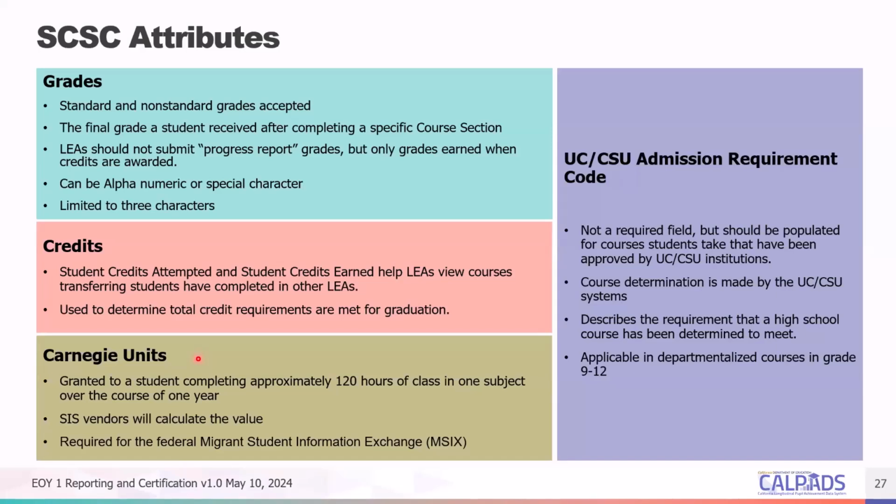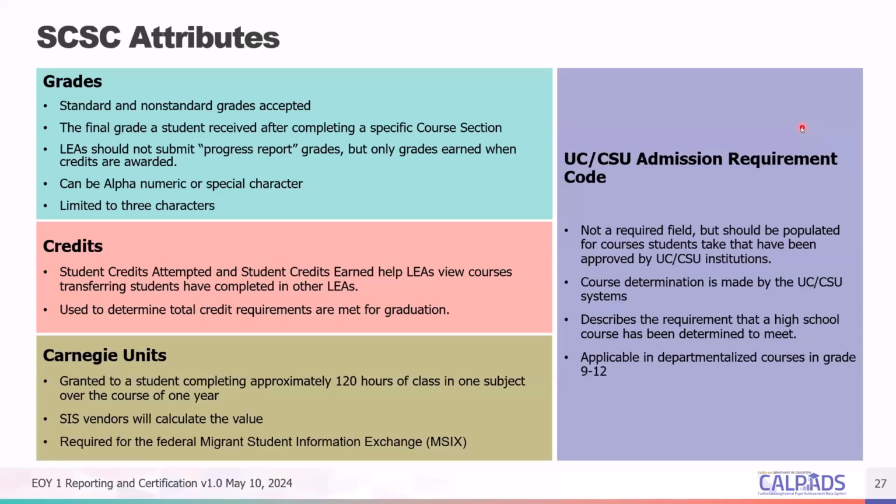Most school districts award 10 local units for each Carnegie unit and 5 local units for a semester course. And then finally is UC CSU admissions requirement codes. These represent the University of California or California State University college admission course requirements that a high school course has been determined to meet. And possible code values describe subject areas.